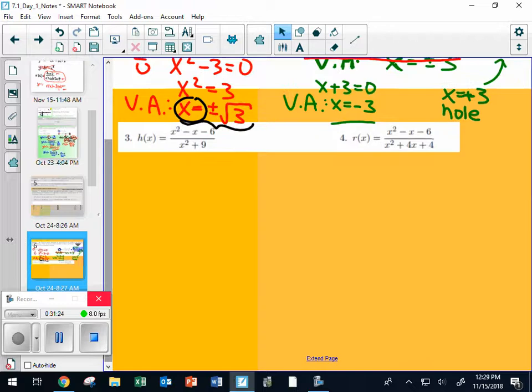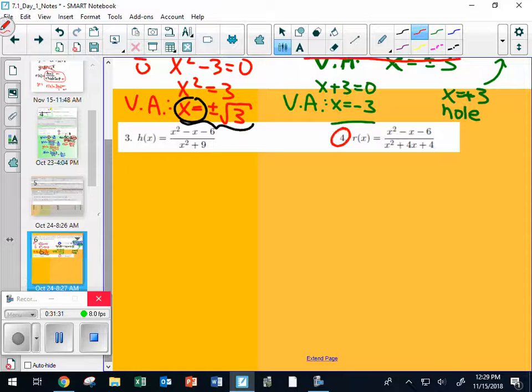Right. Let's just do one problem where we find all the asymptotes and all the holes. Right? So if we look at this problem here, we want to figure out what the horizontal asymptote is. We want to figure out what the vertical asymptote is. And we would like to find if there are any holes.